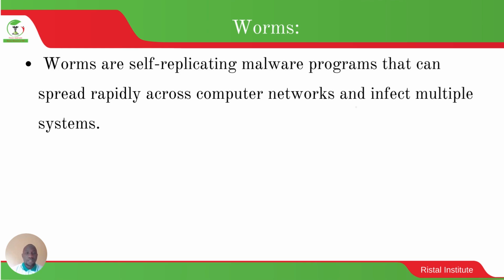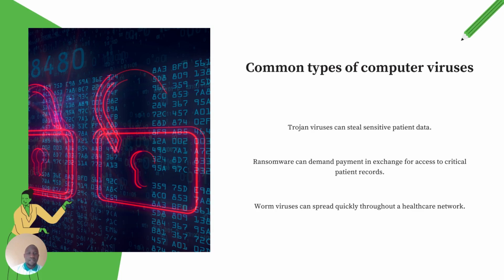And then we have the worms. These are malware programs that, if they infect one computer, the other computers within the computer system are going to be infected. So they replicate very fast.